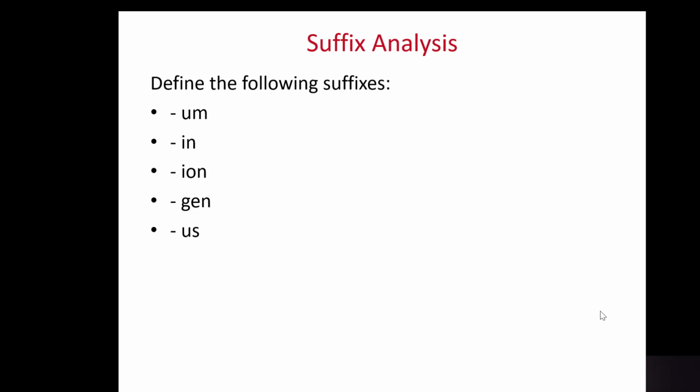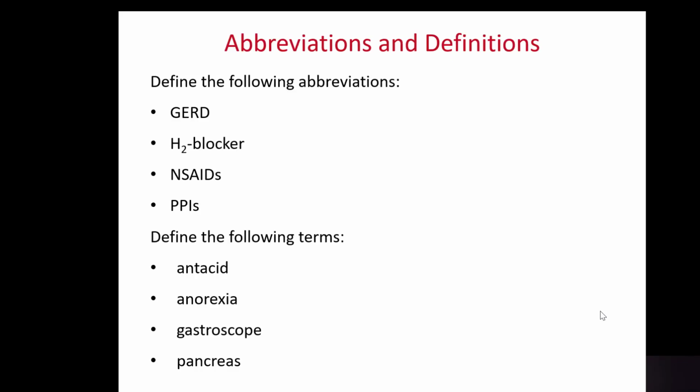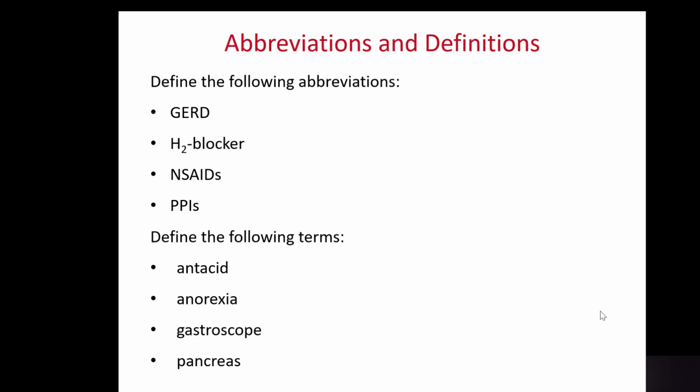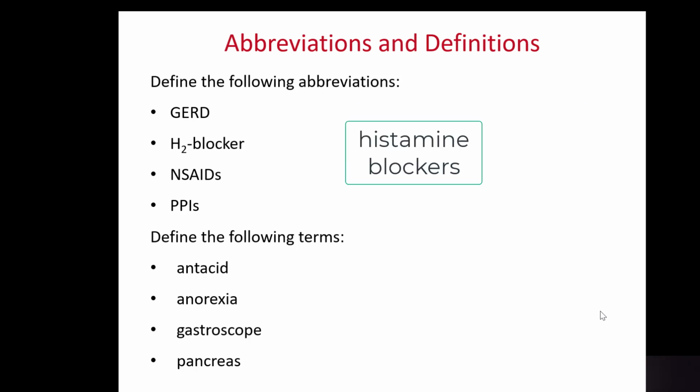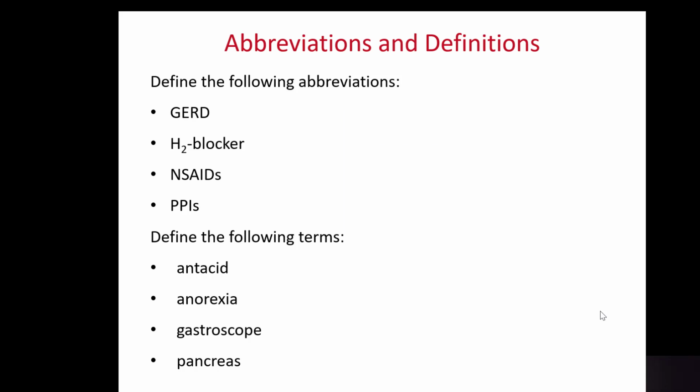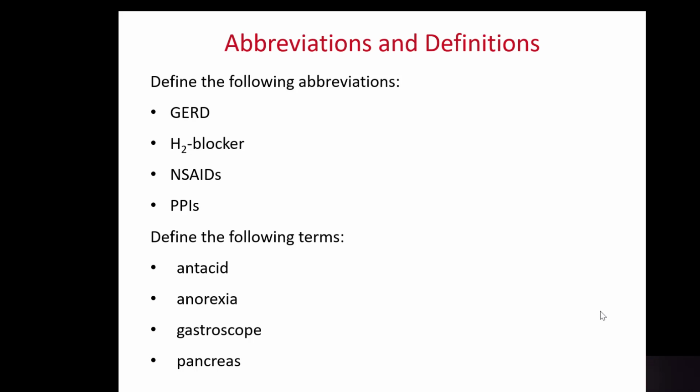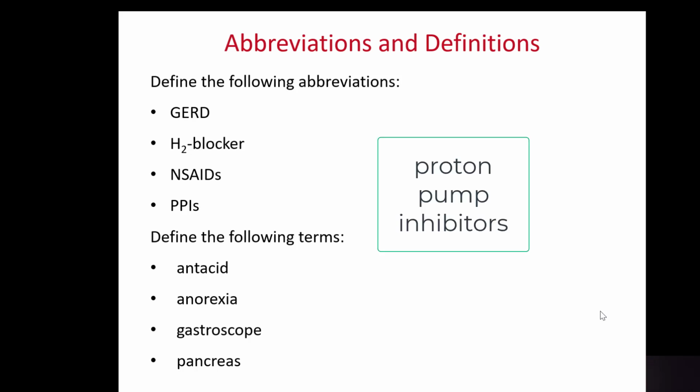All right, so here's some abbreviations. I think we've had this one before. GERD is gastroesophageal reflux disease. H2 blockers, these are types of antacids that we use to reduce stomach acid in treating reflux. So H2 blockers are histamine blockers. NSAIDs, we've had that, non-steroidal anti-inflammatory drugs. And PPIs are proton pump inhibitors, and those are a type of antacids.